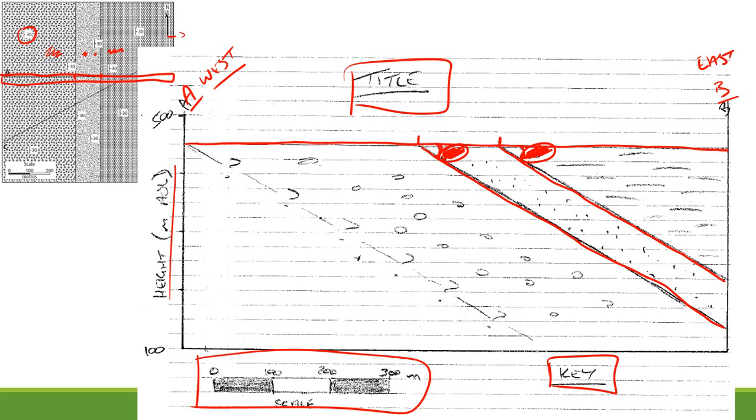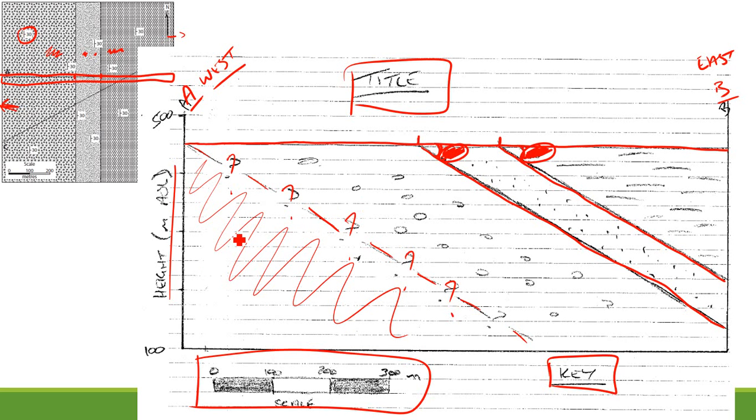The only last thing to note is I've drawn this dashed line with question marks down here. That's because this is the limit of our knowledge. We don't know what's happening off the map. We don't know what's happening further towards the west there. This is the limit of our knowledge. So I've drawn a dashed line with question marks along it just to indicate that we don't really know what's happening down at depth here.